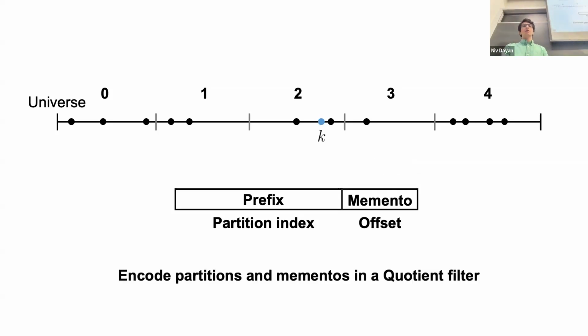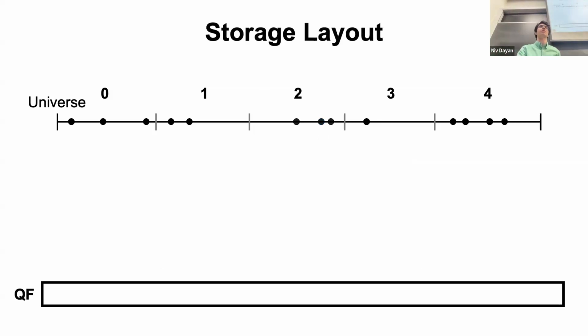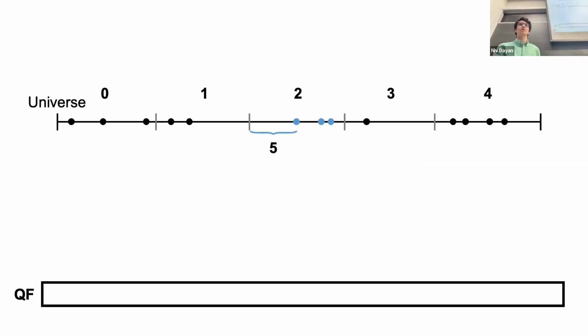Given these partitions, partition indices and offsets, we're simply going to encode them in a quotient filter. Let's see what the storage layout is going to look like in the end. Consider this middle partition first. To encode it, I'm first going to list out the offsets, the mementos that I care about. The first key is going to have a memento of 5, the second one is going to have a memento of 7, and the last one is going to be 8.